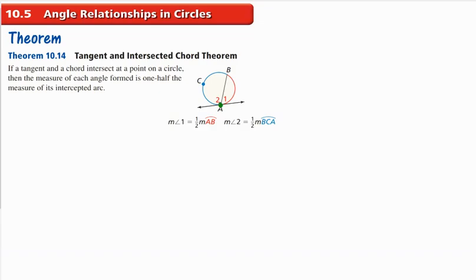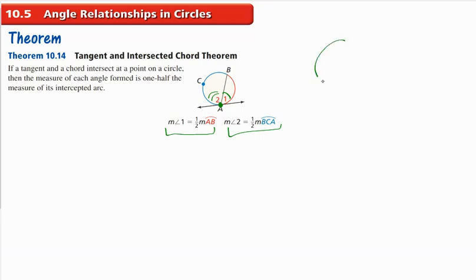So if a tangent and a chord intersect at a point on a circle, then the measure of each angle formed is 1/2 the measure of its intercepted arc. So we see that angle 1 is 1/2 of arc AB, as they've written down below, and we see that angle 2 is equal to 1/2 of arc ACB, which they've written here as well.